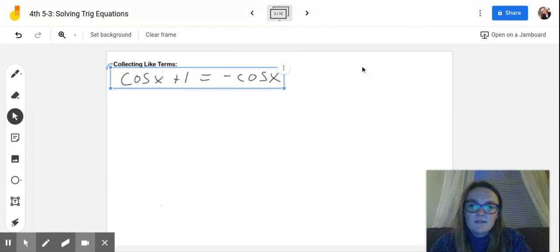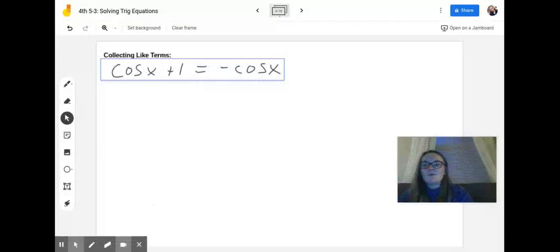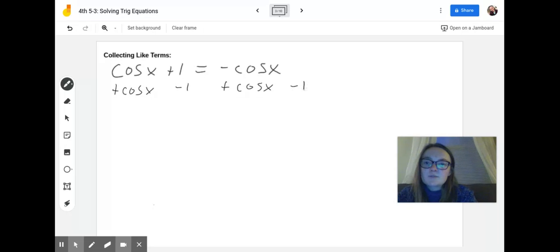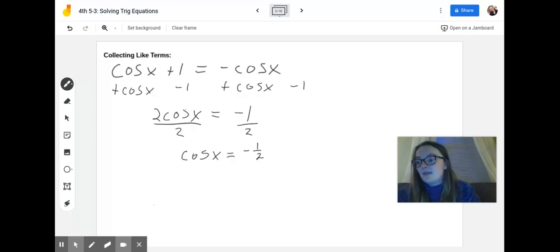And I have cosine x plus 1 is equal to negative cosine x. So I want to collect like terms on this. I'm going to put all the cosines on one side and all the numbers on the other. So I'm going to add cosine of x to both sides, and subtract 1 from both sides. So what I get is cosine of x plus cosine of x, which is 2 cosine of x, is equal to negative 1. I'm going to divide by 2 on both sides. And so what I get is cosine of x is equal to negative a half.